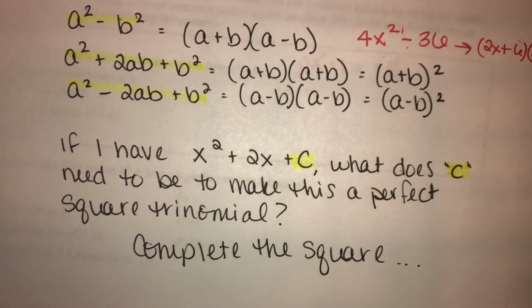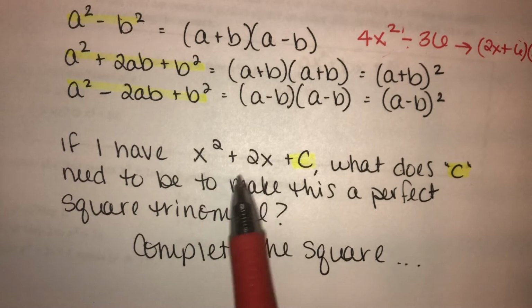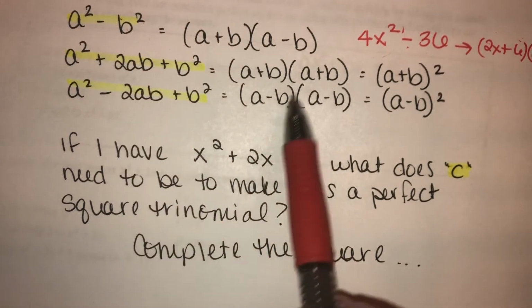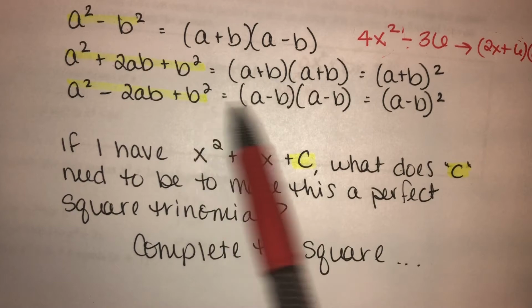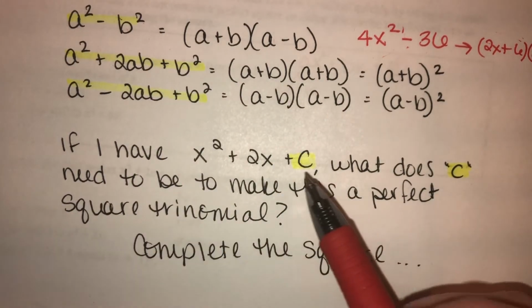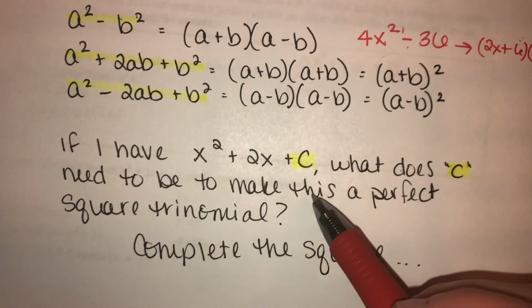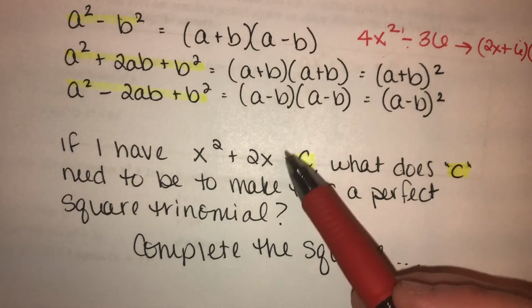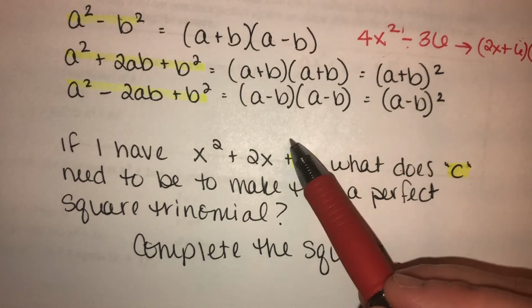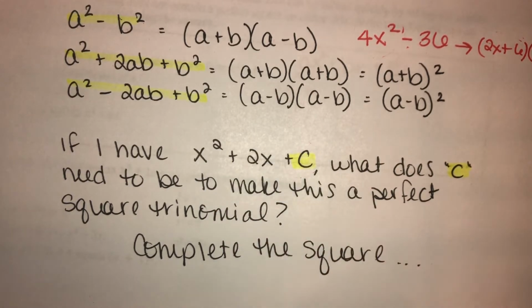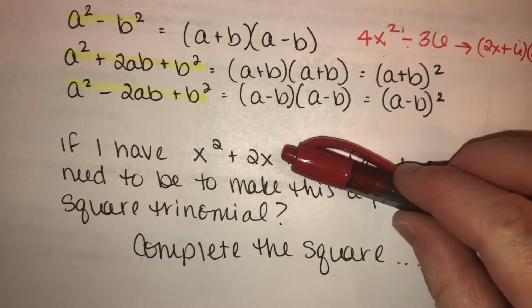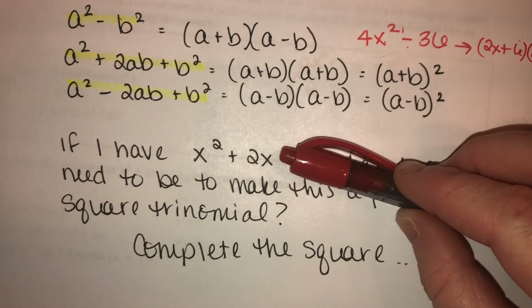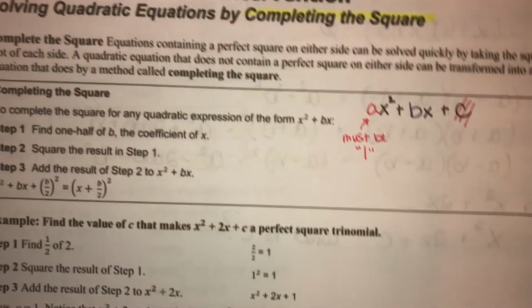All right, so now what if I have a trinomial that's not a perfect square? It's not one of these shortcuts. How could I make it a perfect square trinomial? That's where we're going to use completing the square. We're going to have to complete the square to figure out what this last term needs to be to make this a perfect square trinomial. So typically all you're going to look at is just those 2 terms. That's all we'll have. Okay, so let's go right into this lesson.